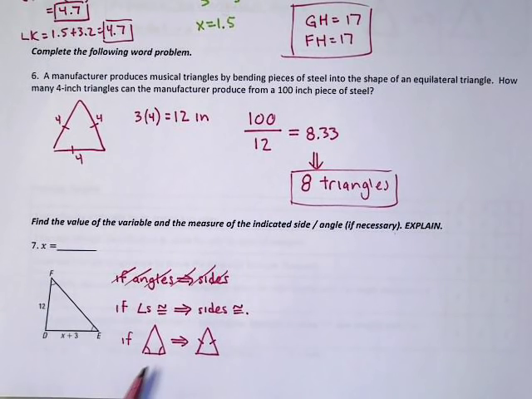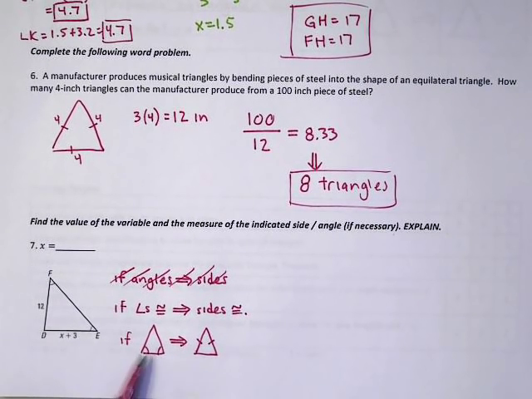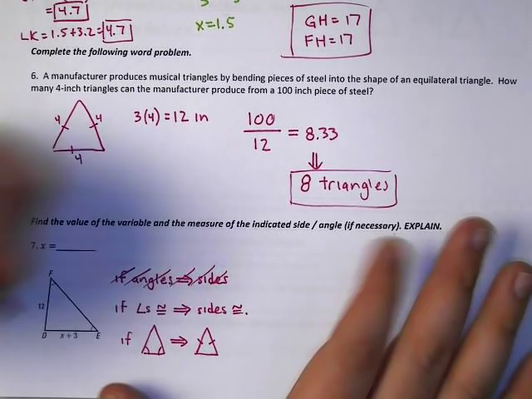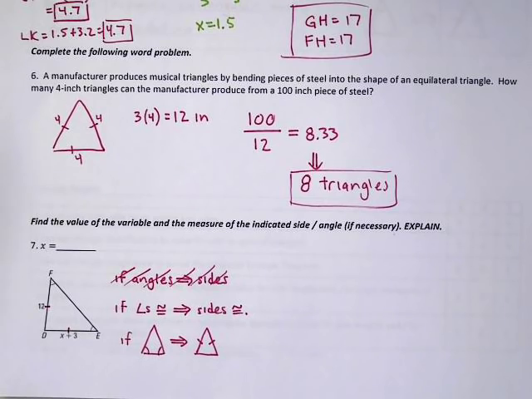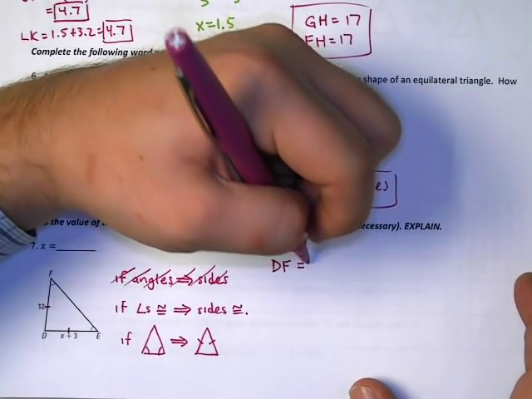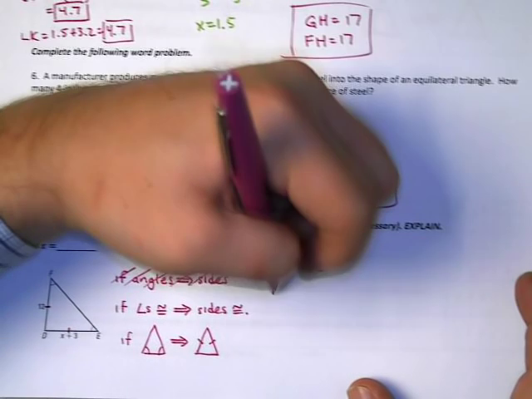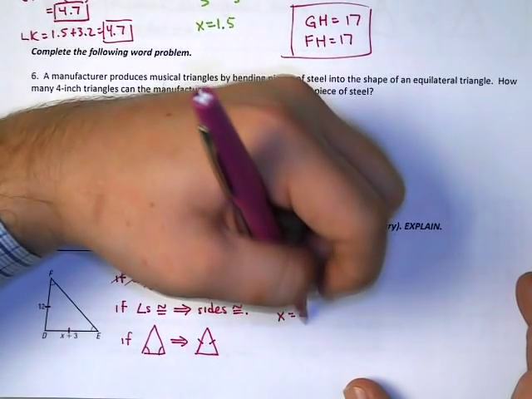But the whole idea here is if we have these angles congruent, then we know that the sides opposite those angles are also congruent. So I can make tick marks on my picture. And now I could say DF equals DE, 12 equals x plus 3, x equals 9.